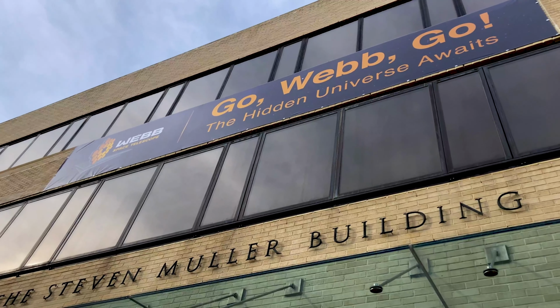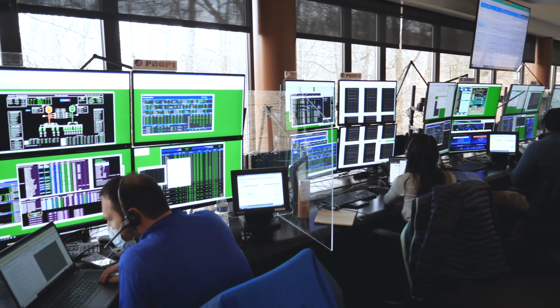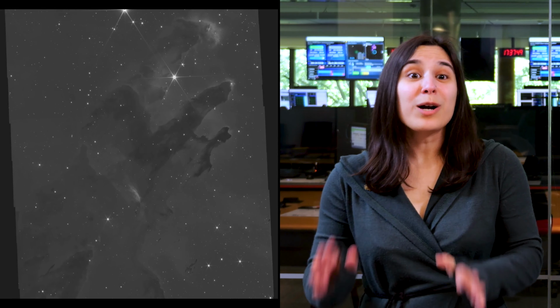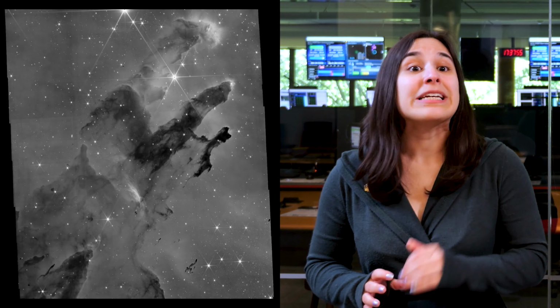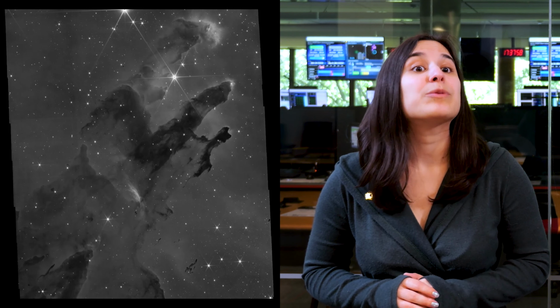Hi, I'm Joseph DePasquale. And I'm Alyssa Pagan. And we're science visuals developers at the Space Telescope Science Institute, the Mission and Science Operations Center for NASA's James Webb Space Telescope. Our job is essentially to take the raw images from Webb and extract and highlight the meaningful information by producing color images from the black and white data we receive.